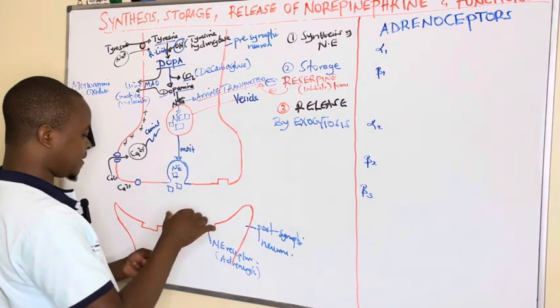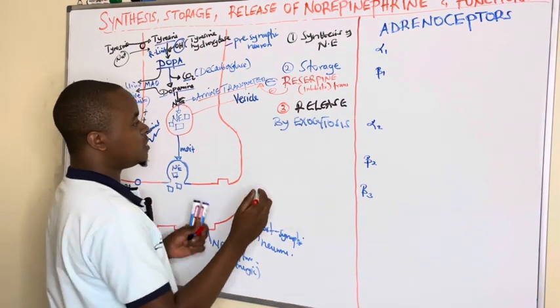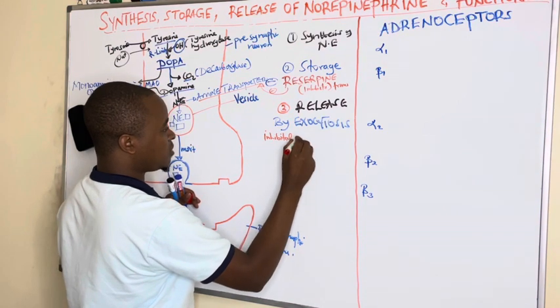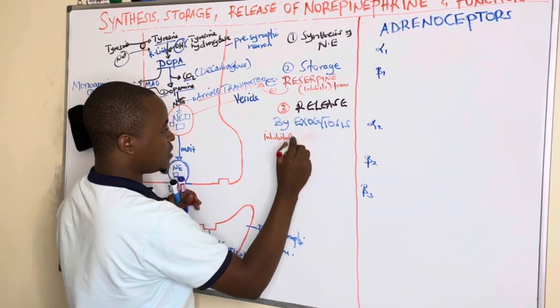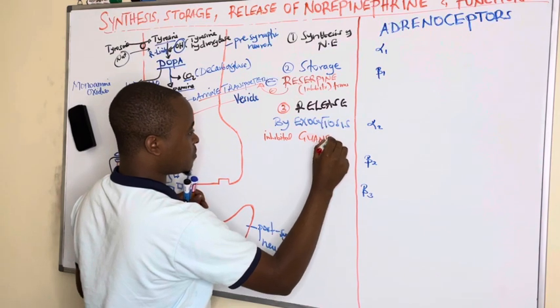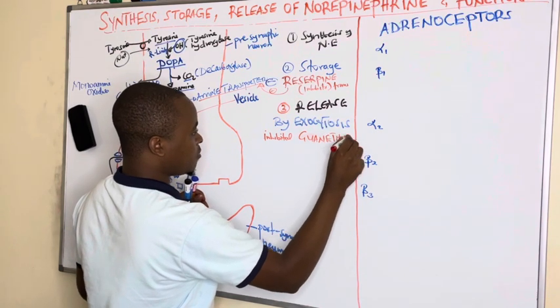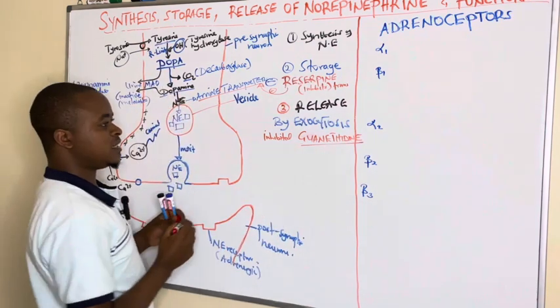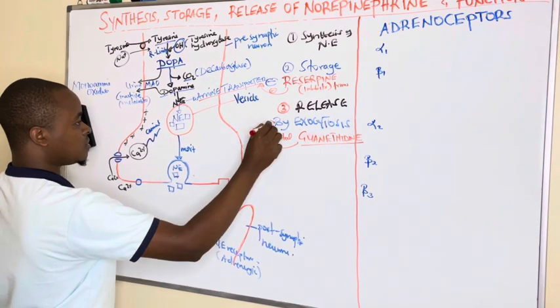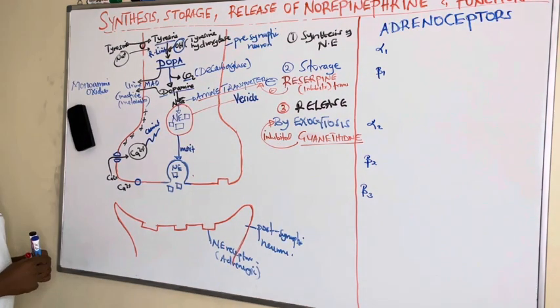And we're going to see that this release is inhibited by the drug known as guanethidine. Guanethidine is the drug that inhibits the release of this norepinephrine by exocytosis. So that is the drug that we can apply, which is an indirect acting adrenergic antagonist.